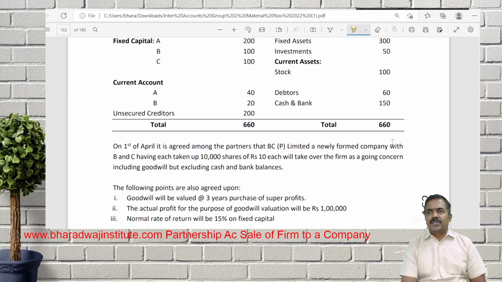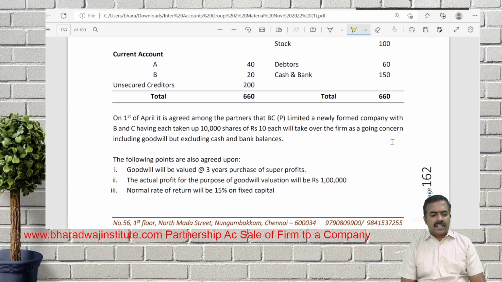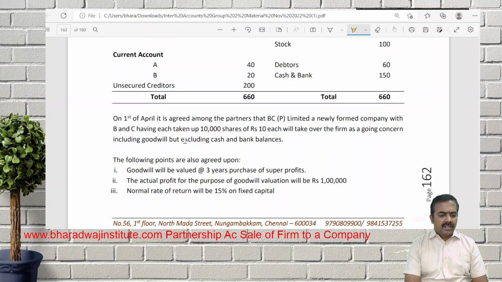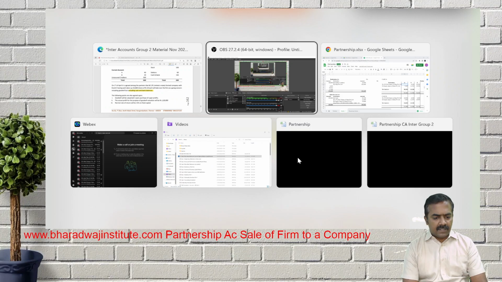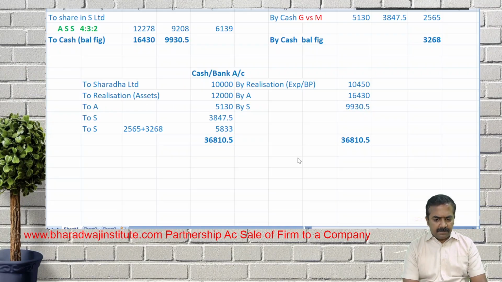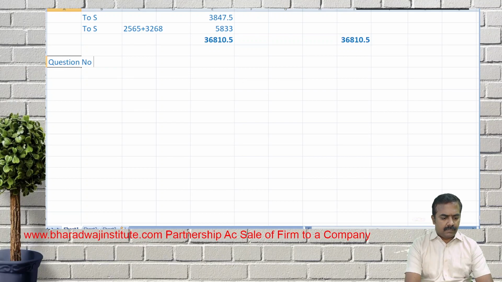So same like amalgamation, you have to work out assets minus liabilities for consideration. Start. All assets and liabilities are taken over, excluding which balance? Cash and bank balance. Start. Computation of purchase consideration. Question number 28.